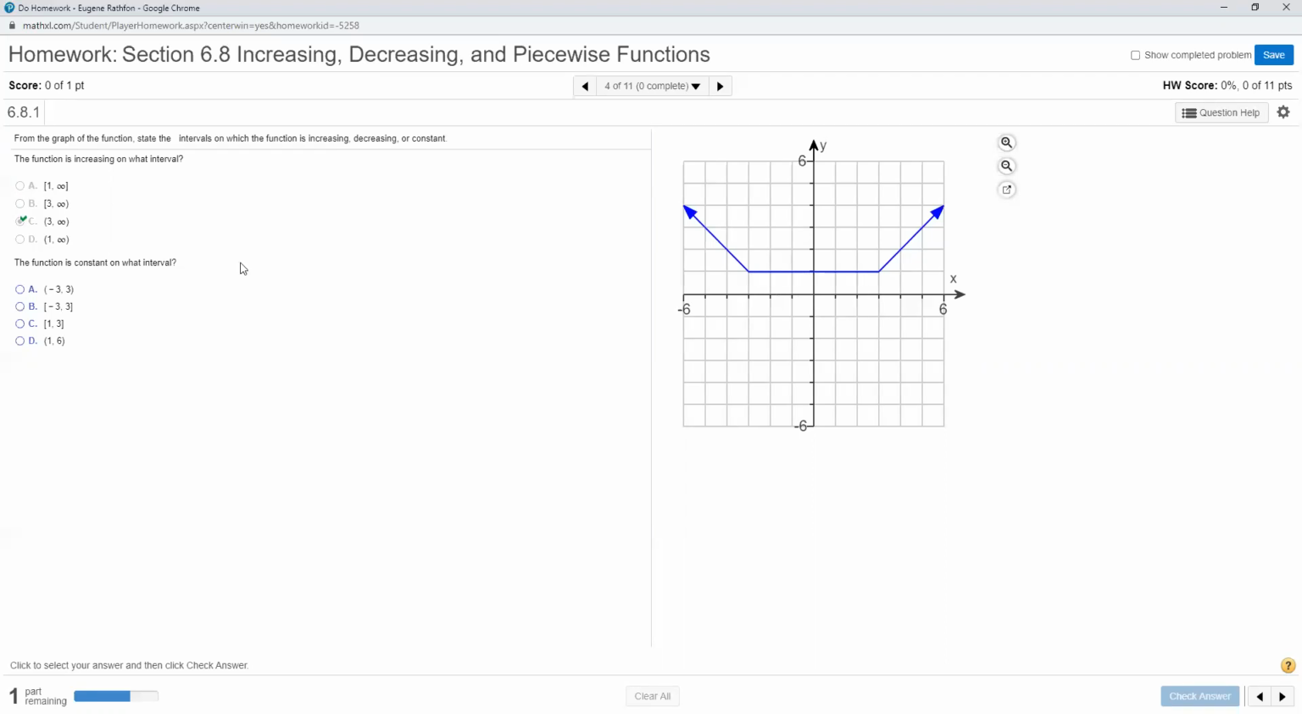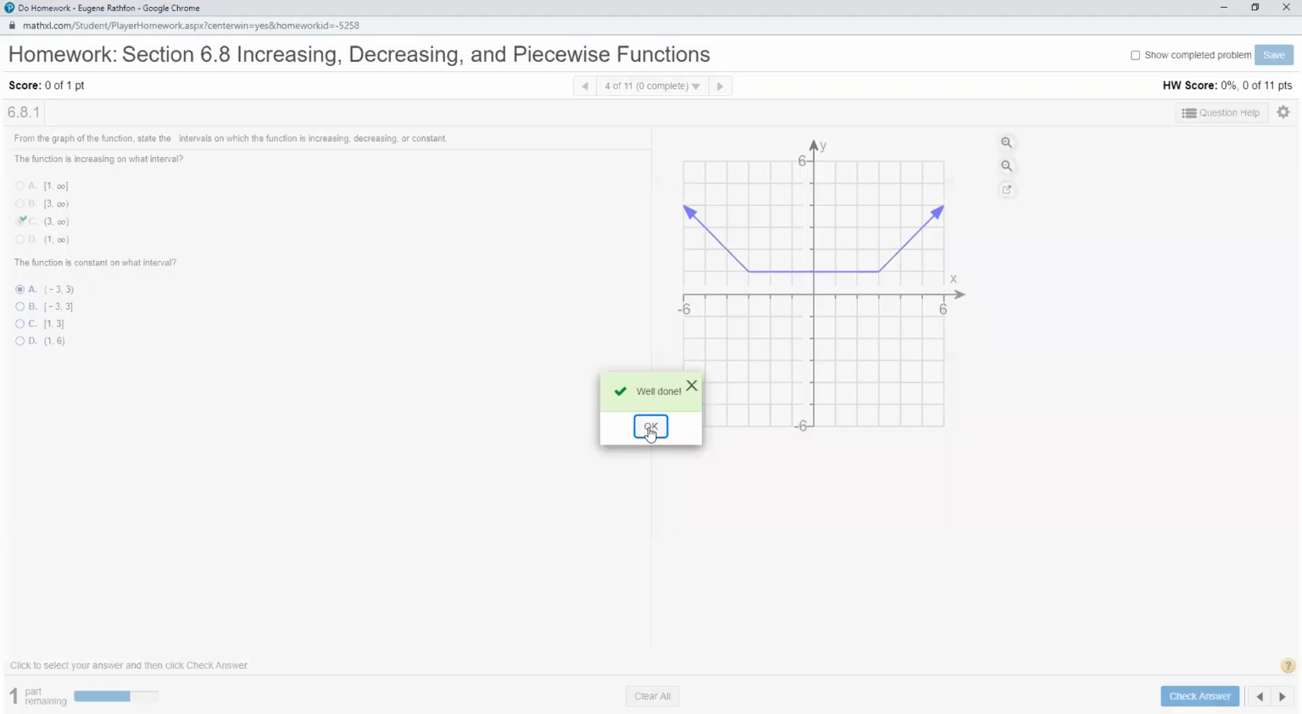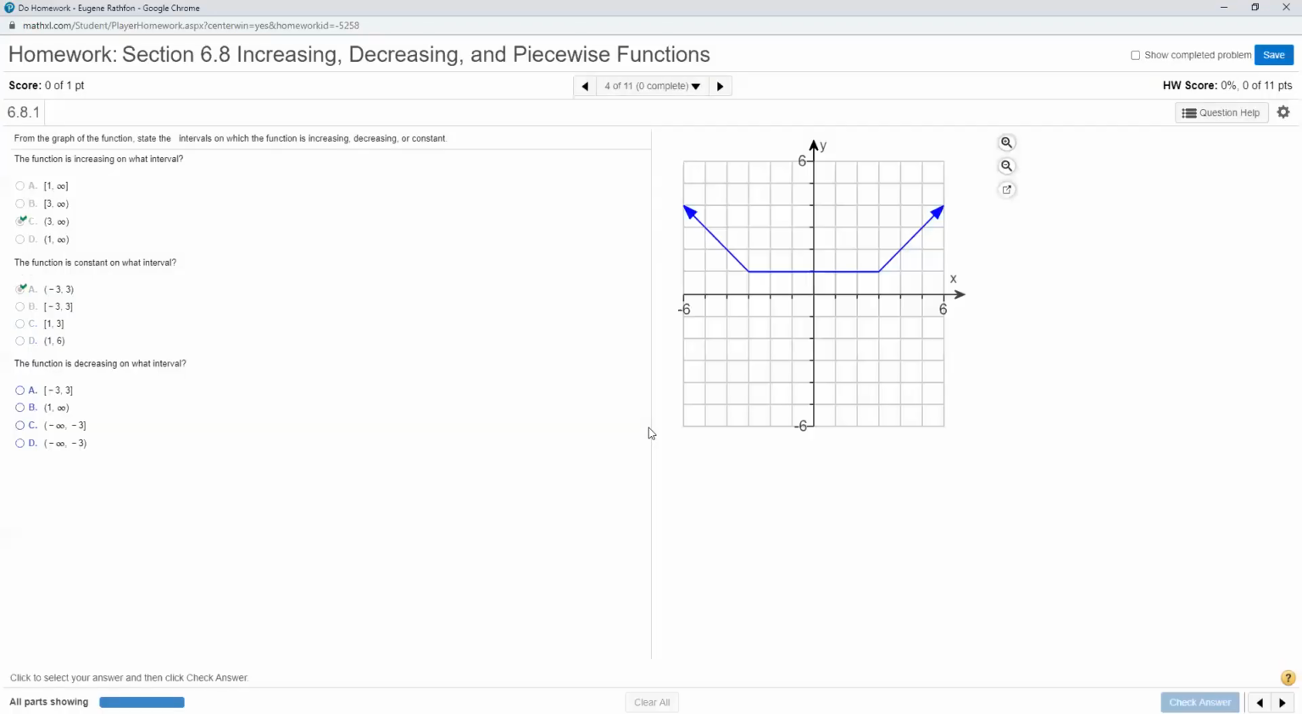So let's see, we want -3 to 3. And remember, we've got to use parentheses on these, no brackets. All right, so you check that one. And then it's going to come into the last one on decreasing.